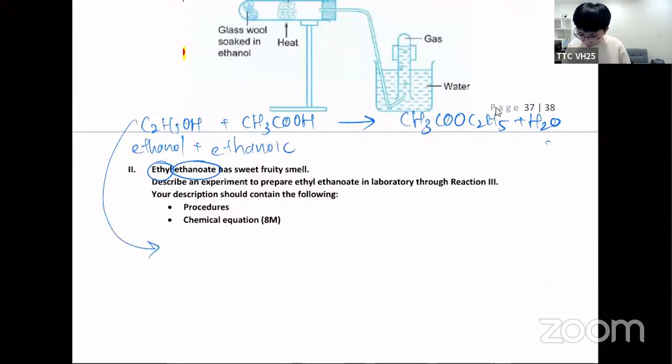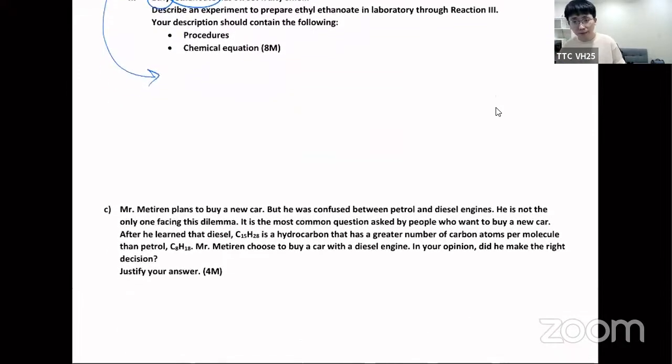Okay, so this one gives you 2 marks. And then the procedure gives you 6 marks. Okay, so guys, procedure, I'm going to skip it because you all can just get the answer. Let me just discuss the last question from here.